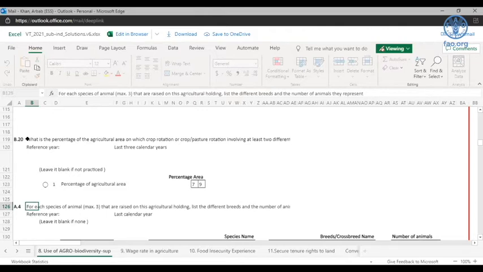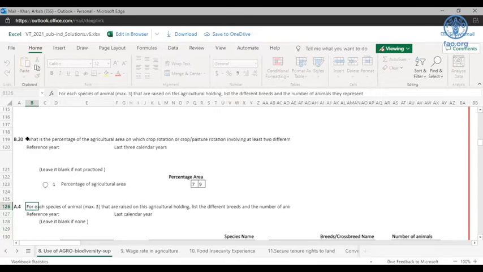Then there is another criteria around which a question is developed. That is, for each animal species, maximum three that are raised on this agricultural holding, list the different breeds and the different number of animals that they represent. So for each species of animal, we see how many of these are locally adopted breeds. And of course, the definition of locally adopted, what do we mean by that?